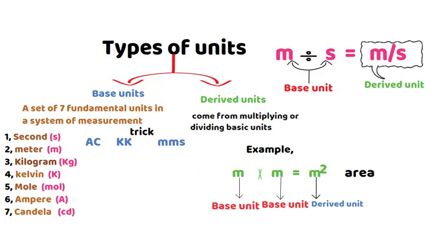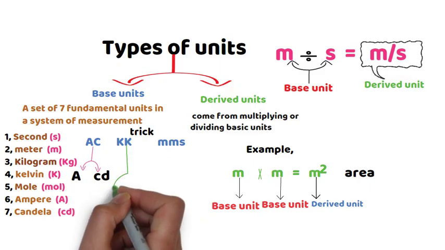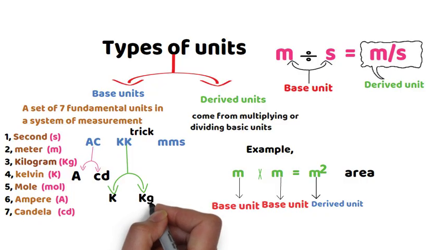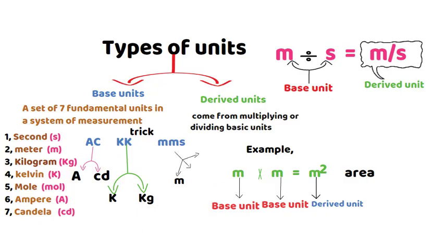To memorize simply: MS, ACKK. A, ampere; C, candela; this K is Kelvin, and this K is kilogram. The first M is meter, the second M is mole, and the S is second.